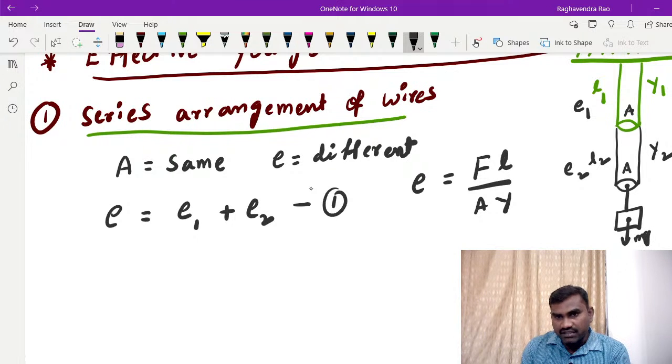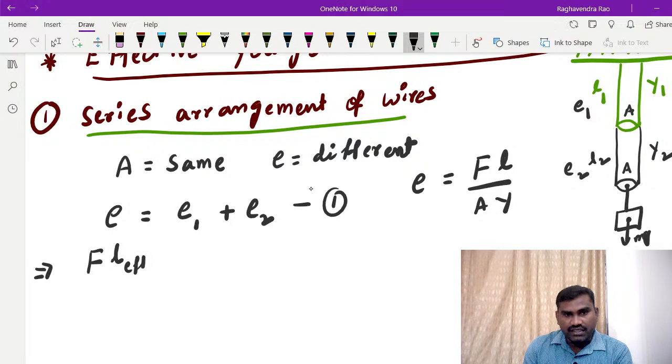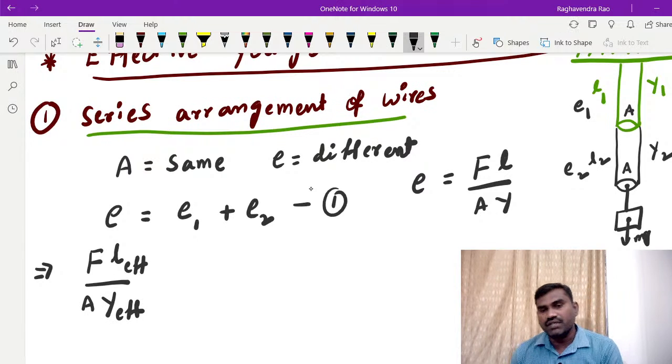This force will remain the same. Now in the case of E, we can substitute F, the same force we are applying. Length is different, then we need to take L effective. The area of cross section remains the same, and Y is also effective, because the Young's modulus is what we are going to find, which is equal to what is E1?